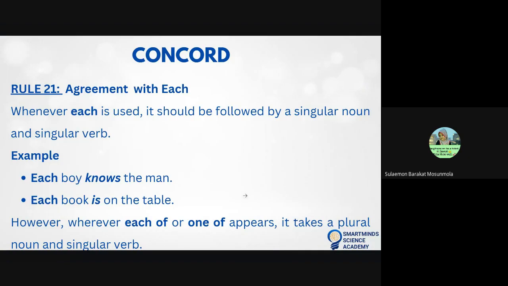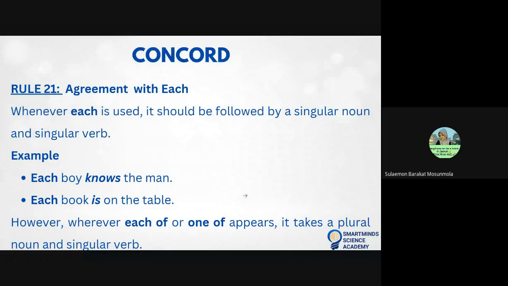Another example I have here is each book is on the table. Each with a singular noun, book, and a singular verb, is.